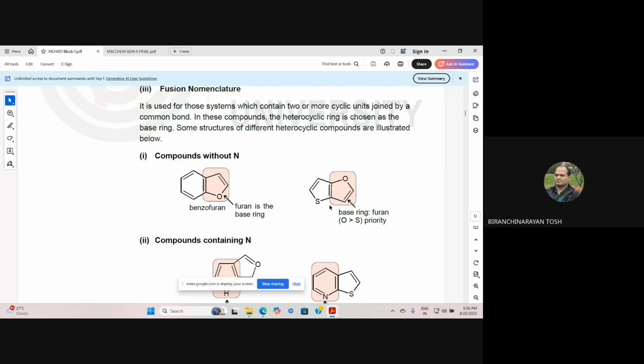And for the sulfur, a 5-membered ring, what is the name? 5-membered ring containing sulfur. We have discussed it now. Thiole? Yes or no? Yes, sir. So thienofuran. Like with benzene, where we removed ne and wrote benzofuran, it will be thienofuran.